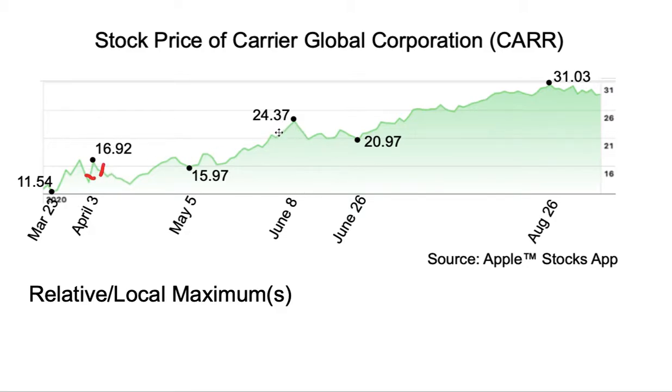Look at June 8th. Again, we can look for an interval around that date. In that interval, picking any date, it will be lower in stock price than on June 8th. And lastly, let's look at August 26th. Again, we can see that there's an interval around that date where the price on August 26th is greater than the price on all the dates in that interval, making it a local or relative maximum.